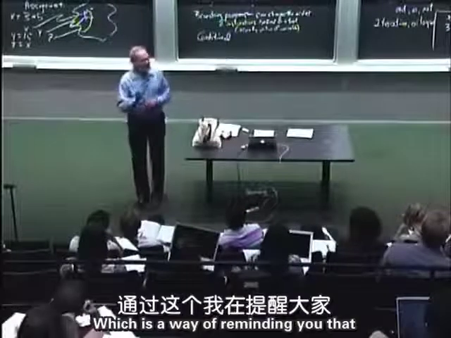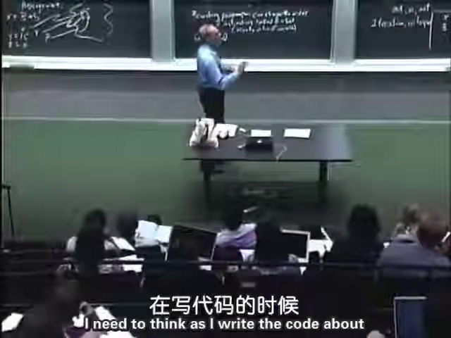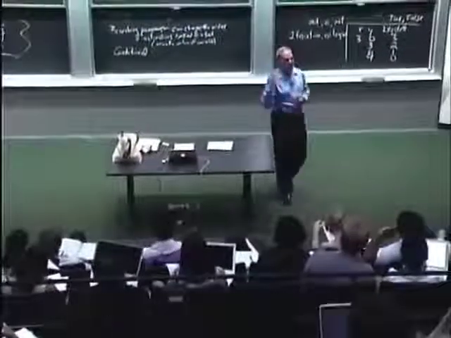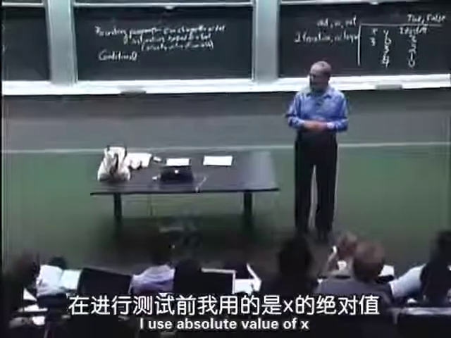Which is a way of reminding you that I need to think, as I write the code, about what my expectations on the input are and how I might enforce them. In this case, I probably want to make sure I use the absolute value of x before I carry it on.